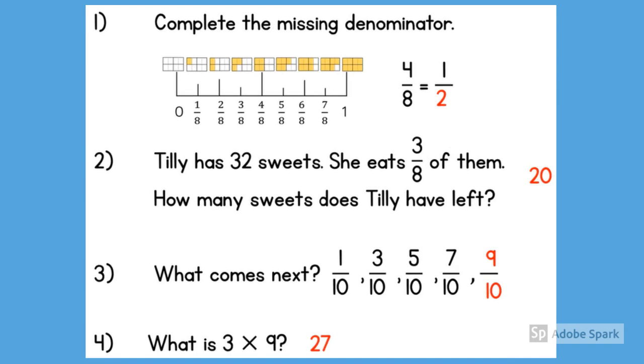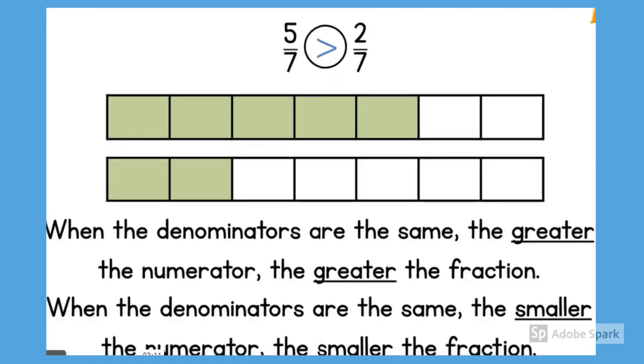Question number 1. We can see the image for 4/8 is the same as 1/2. 32 sweets shared by 8 gives us 4. Times 3 equals 12. If we take this away from 32, Tilly has 20 sweets left. The pattern continues with 9/10, and 3 times 9 is 27.